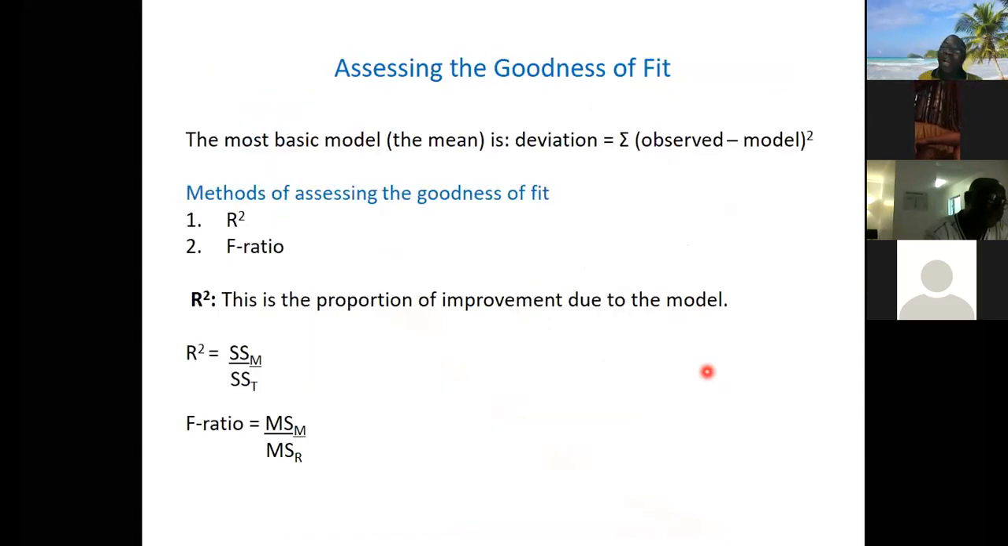Because you can get it two ways. You get it this way, or you take the correlation and square it. That's why they call it R square. And it is called the coefficient of determination.